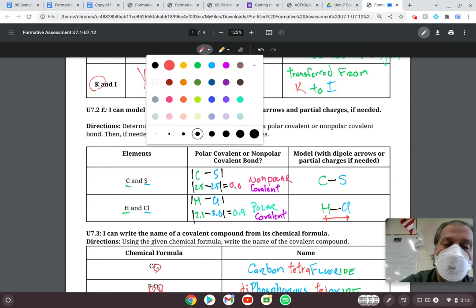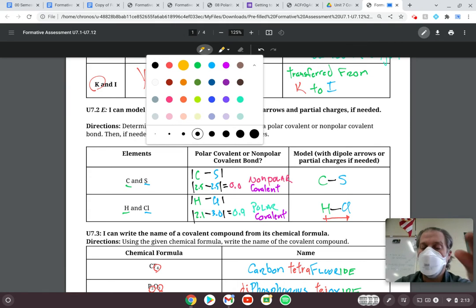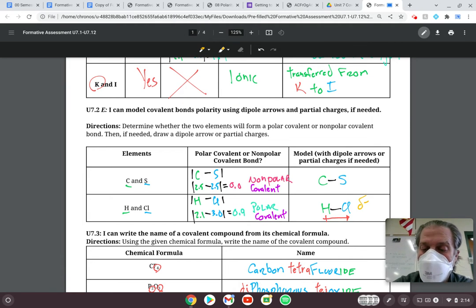We also are going to use our partial charges, and our partial charges are delta negative and delta positive. Delta negative is always on the more electronegative element, and delta positive is on the less electronegative element. So that's what you needed to have, both of those things. I know it says dipole arrows or partial charges if needed, but just to be safe, I draw them both. Questions here?